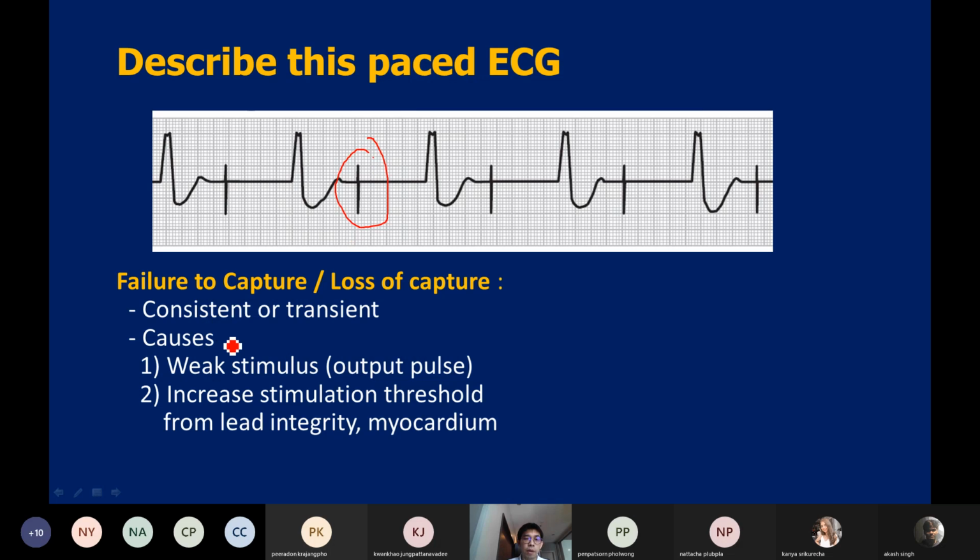Failure to capture can be caused by a lot of etiologies. Maybe you programmed the pacemaker output too low, and there is only a weak stimulus, so it could not capture the ventricle or the atrium. Or there is an increased stimulus threshold from lead failure or from the myocardium. So this is failure to capture.